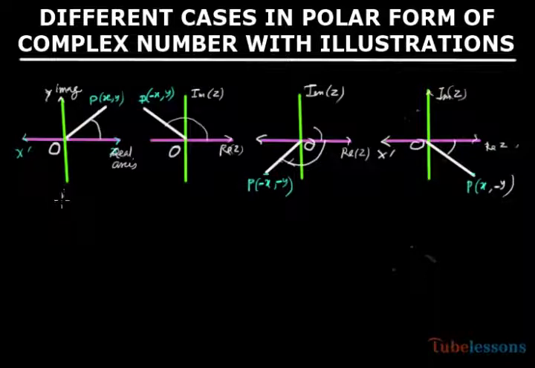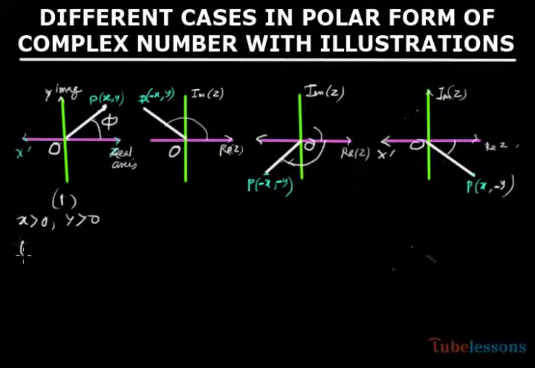The first diagram: we have taken a point P in the first quadrant. So in this case x is positive, y is positive, and it is in the first quadrant. O is the pole, OP is the modulus, and it makes an angle, say, phi. Phi is an acute angle.